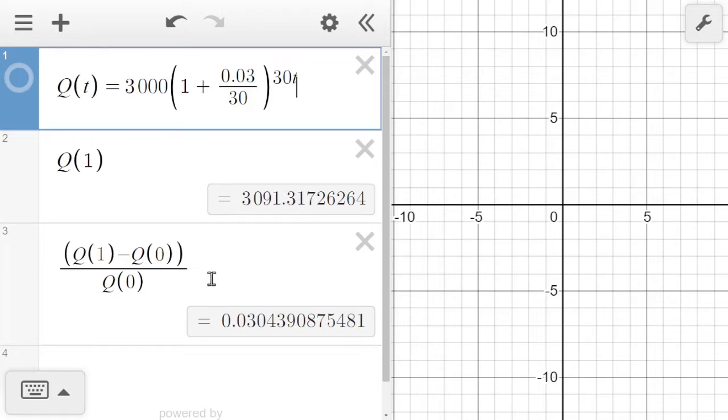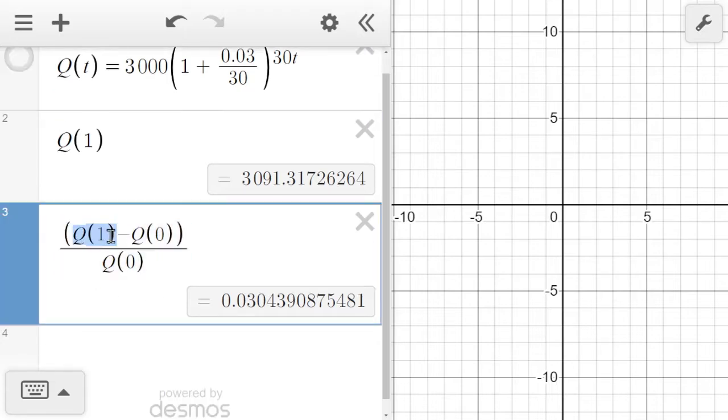Okay. But now to find the percentage yield right here, I'm going to set up this ratio just like what I wrote on the board. I'm going to set up this quotient right here. So the quantity after 1 month, subtract the initial quantity, and I'm dividing that by the initial quantity Q0. And this is how much it came out right here. All right, so now I'm going to write down this number right here on the board, and I'm going to have to erase this part here on the board.